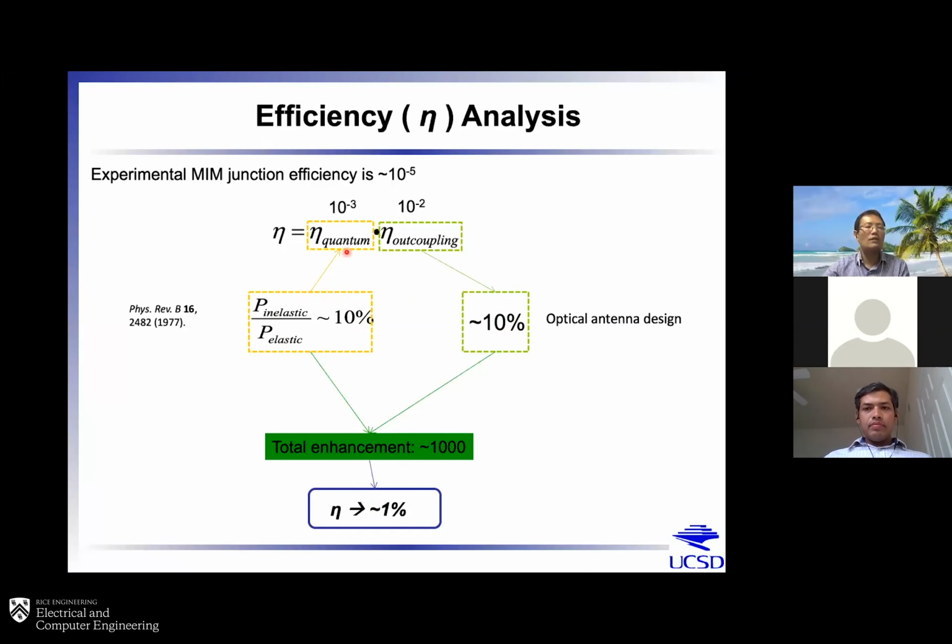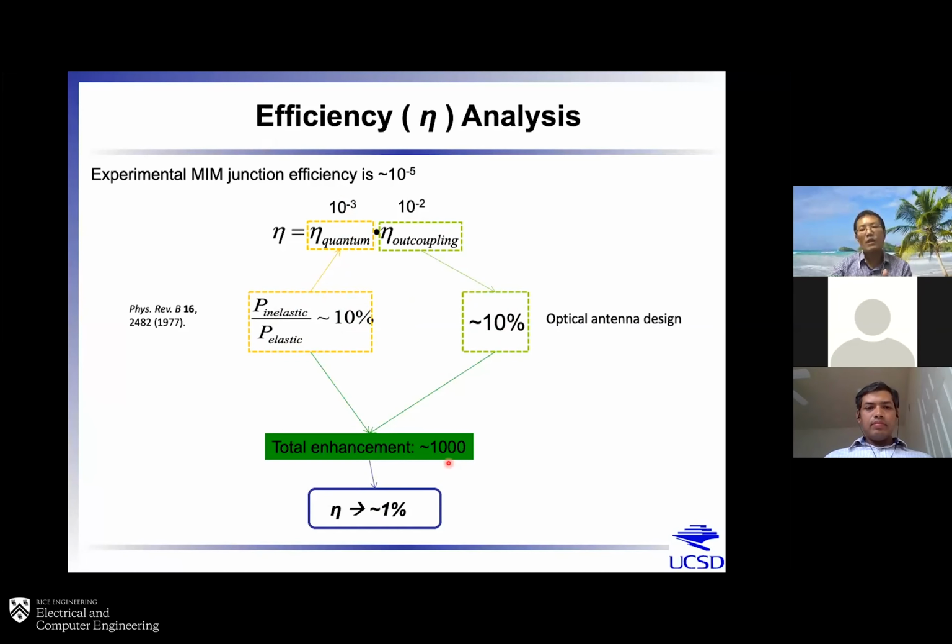But in all of the previous experiments using random surface roughness, the efficiency is very bad: internal quantum efficiency 10 to the minus 3, coupling 10 to the negative 2. Put together, it's 10 to the negative 5. So we think with the best optimization, we can probably bring it to about the 1% level.